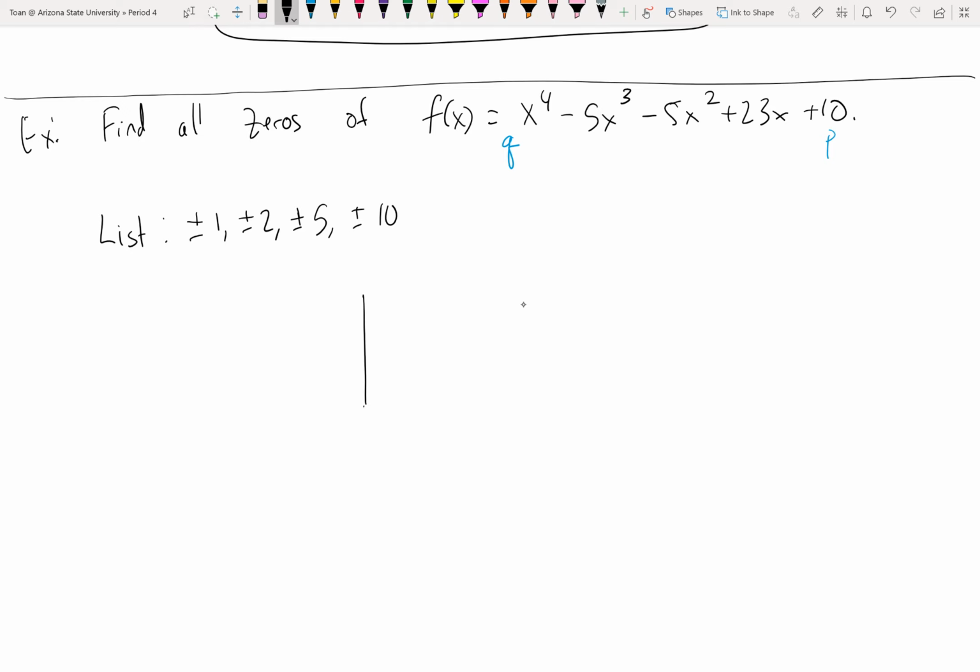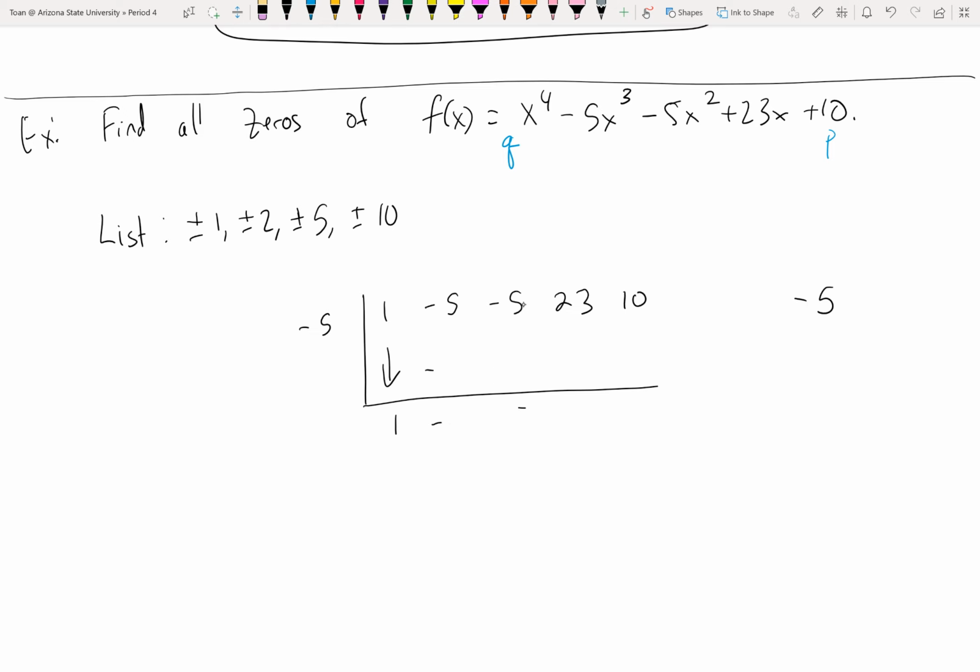So let's go ahead and synthetically divide. 1, -5, -5, 23, 4, and 10. Again, for our notes, I would hold off until we guess correctly. Just give me a number from that list. -5 I heard. 1, -5, -10, +50, 45. See how it's getting really, really big? So I'm guessing -5 is not going to work.